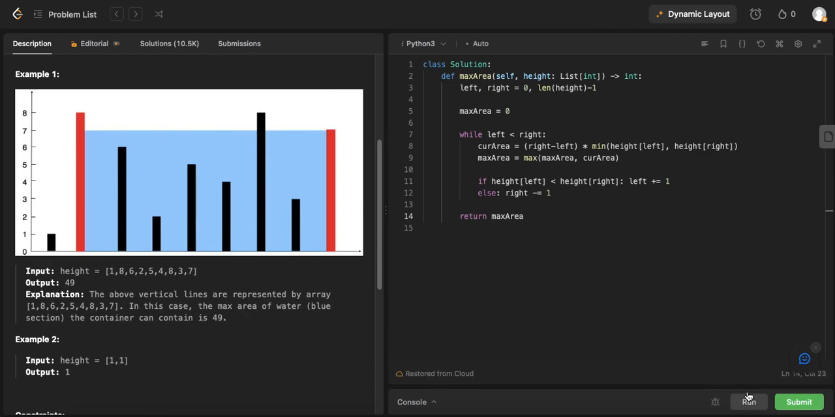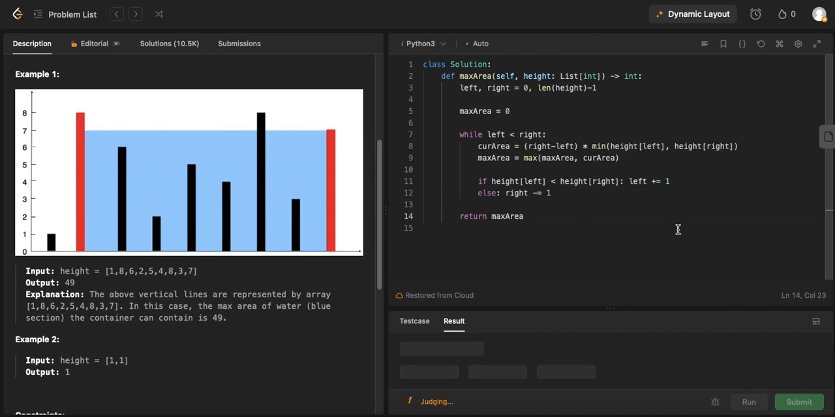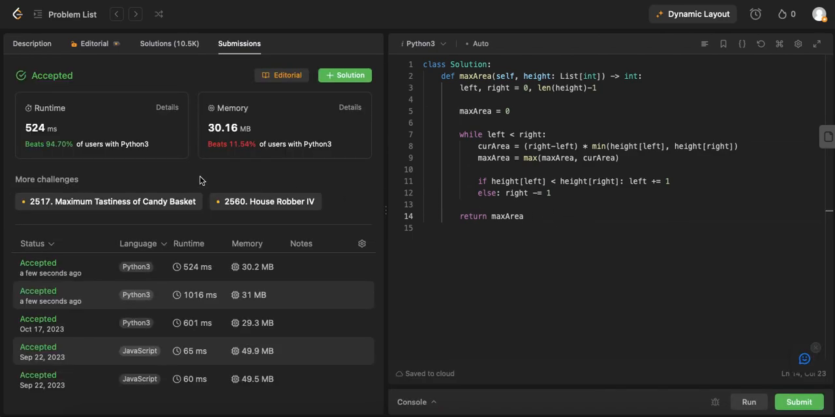Now let's make sure this runs. And we can see that it works.